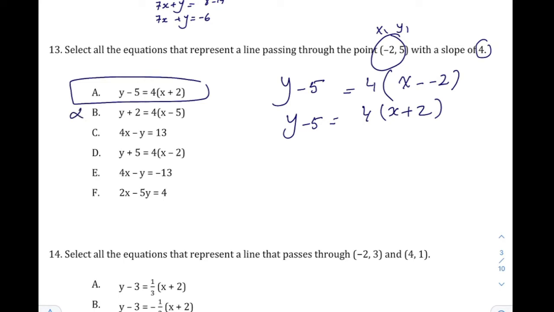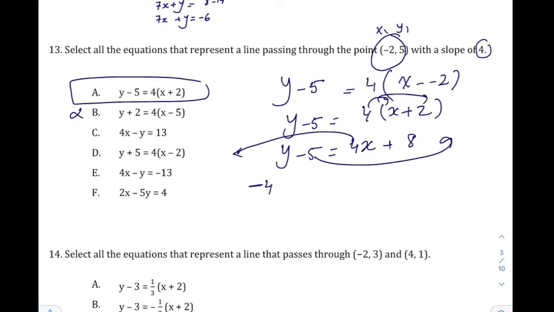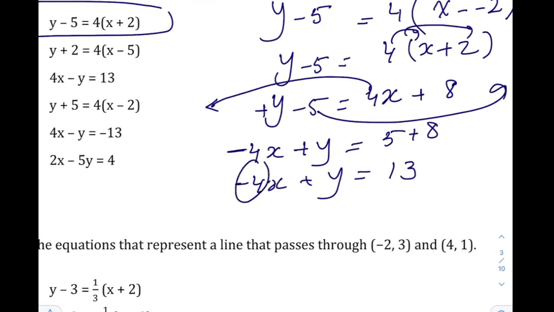This is wrong, definitely. Now from this we can obtain the standard form by distributing. Times 2, 8. Now I will bring the 4x here, the 5 there. This positive y stays as it is, equals 5 plus 8. So it is minus 4x plus y equals 13. Now as you see here, A should not be negative, so we divide everything or multiply everything by negative 1. So it will be 4x minus y equals negative 13.